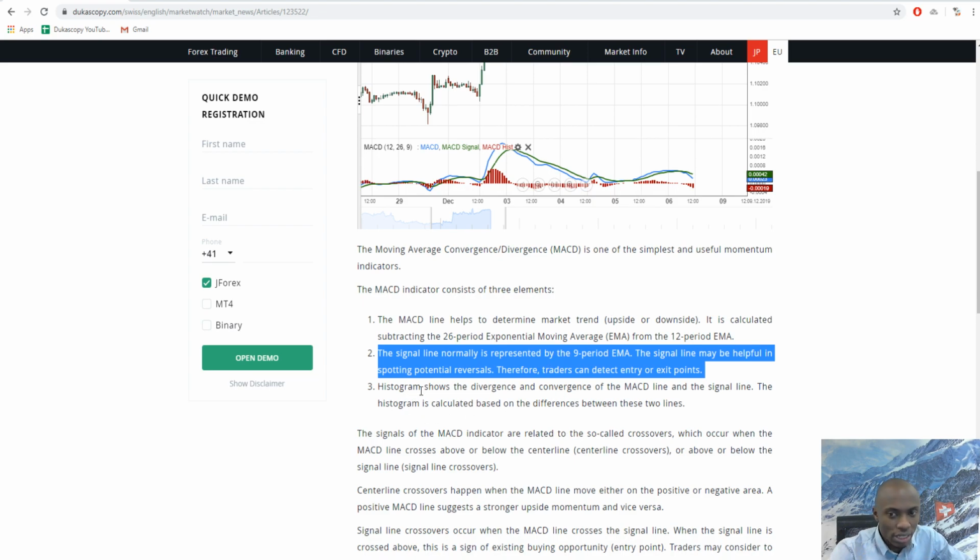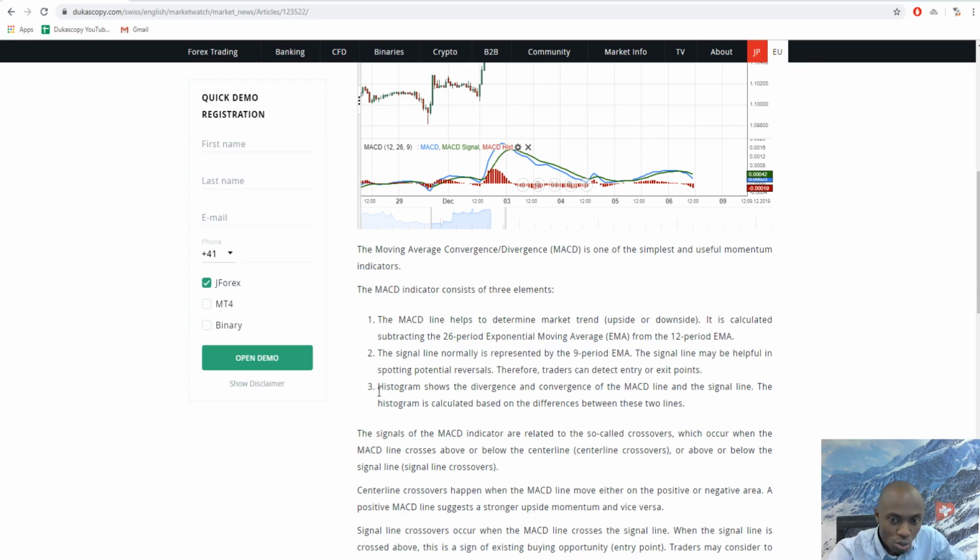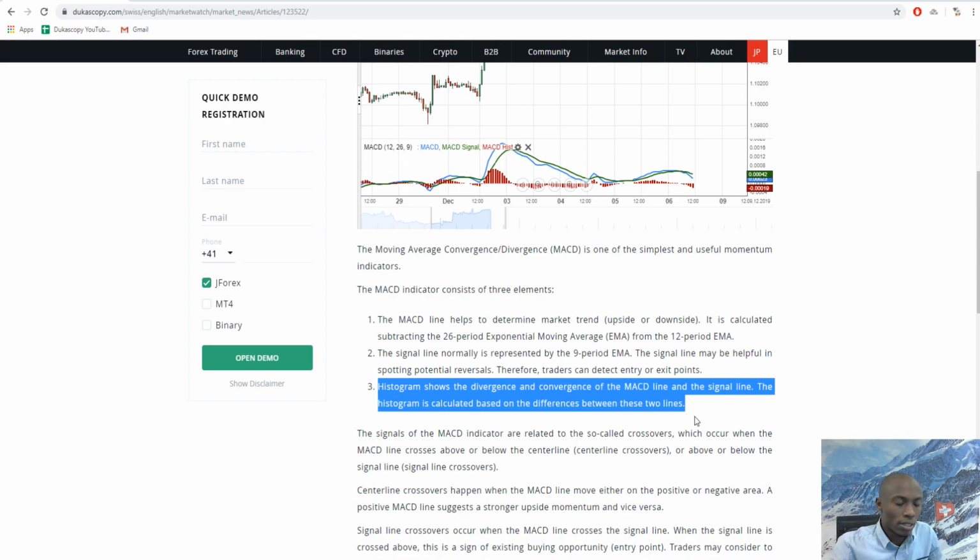And the last one is the histogram. This is the histogram which you're looking at right now. The histogram consists of the MACD line minus the MACD signal. That's where you get the histogram, the MACD histogram. So technically, this is three technical indicators combined into one.